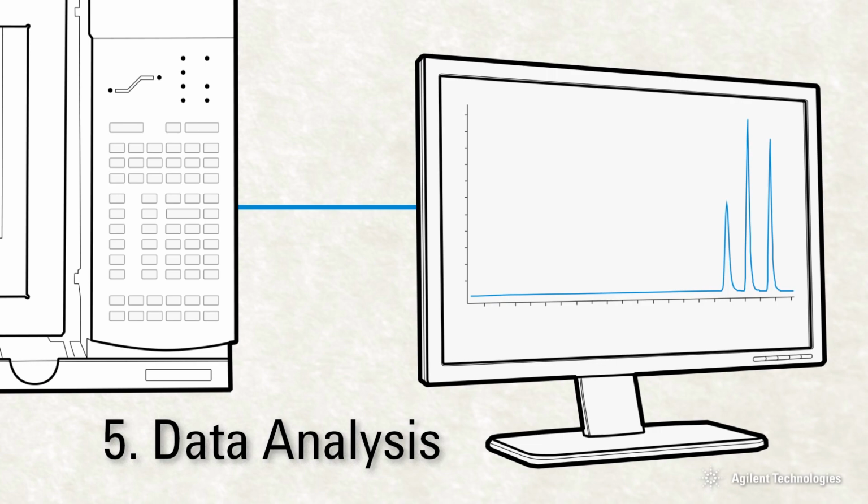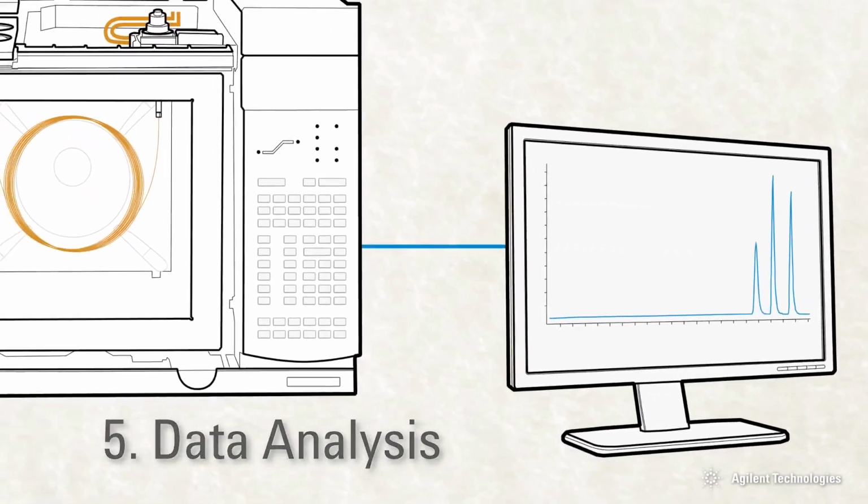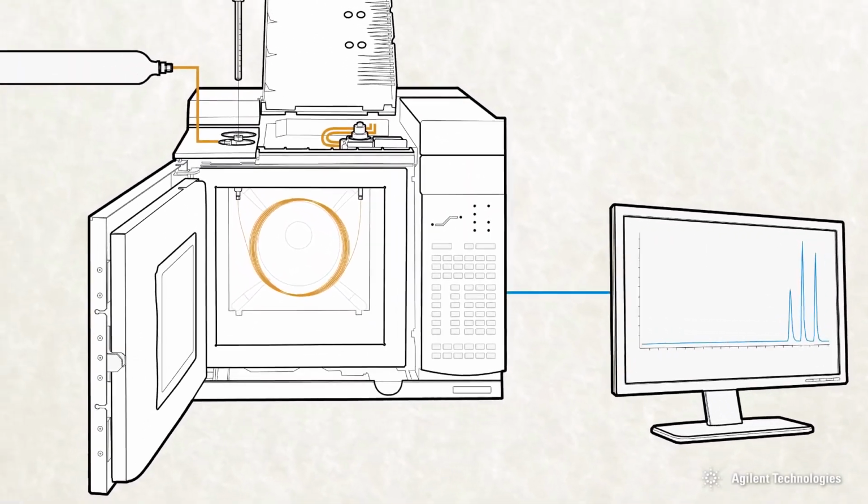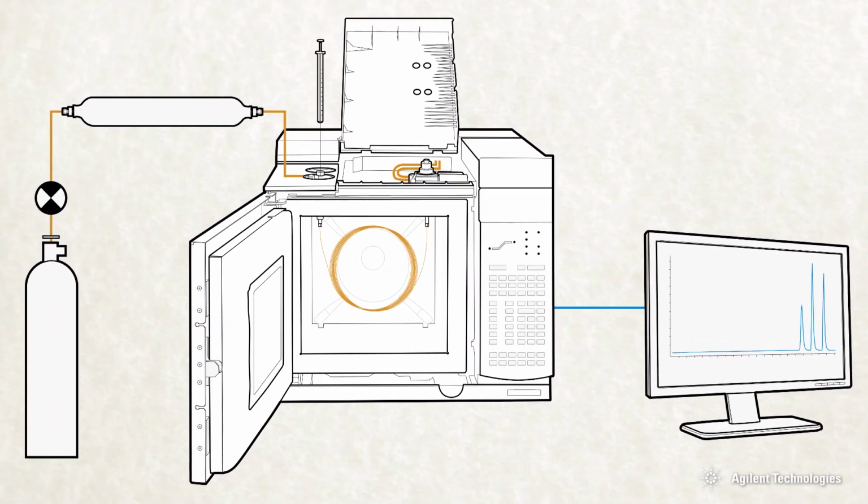A PC-based data system, like the Open Lab chemical data system, is used to process the digitized signal from the GC and use various mathematical calculations to determine peak areas, peak heights, peak widths, and retention times.